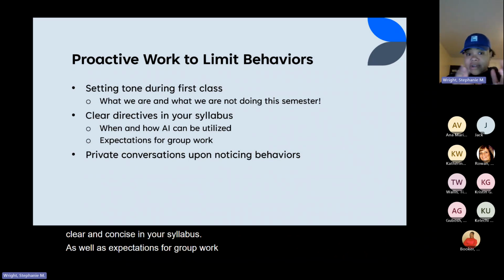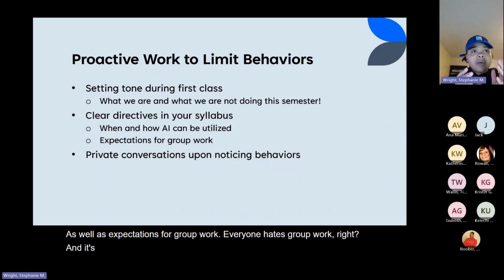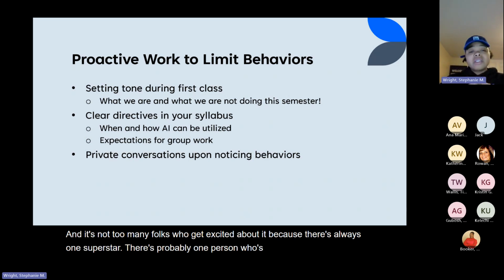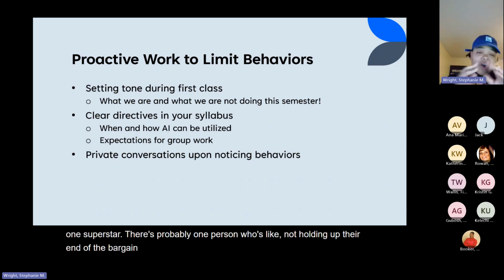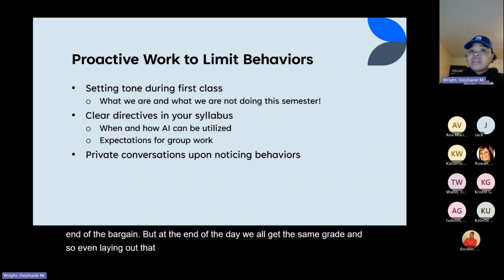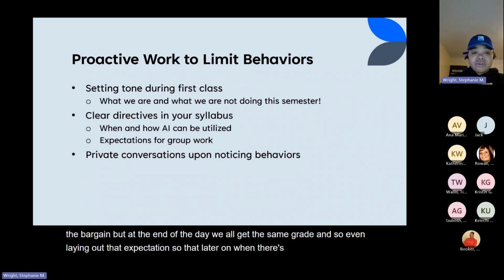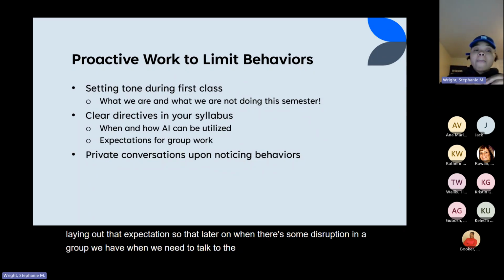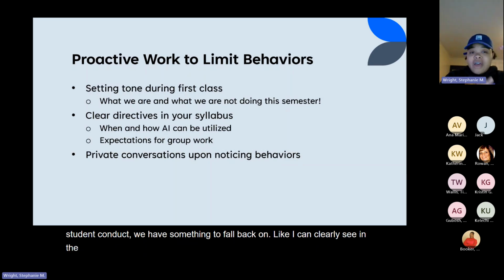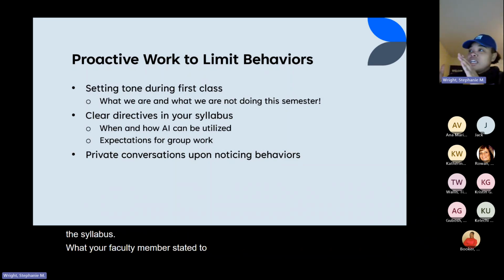Everyone hates group work, right? Not too many folks get excited about it because there's always one superstar. There's probably one person who's not holding up their end of the bargain, but at the end of the day, we all get the same grade. So even laying out that expectation, so that later on, when there's some disruption in a group and we need to talk to the student and student conduct, we have something to fall back on. I can clearly see in the syllabus that this is what your faculty member stated to you. So why did we sway from that?